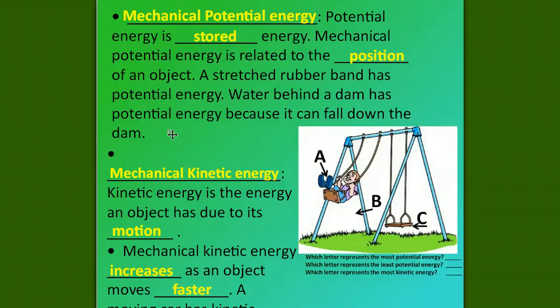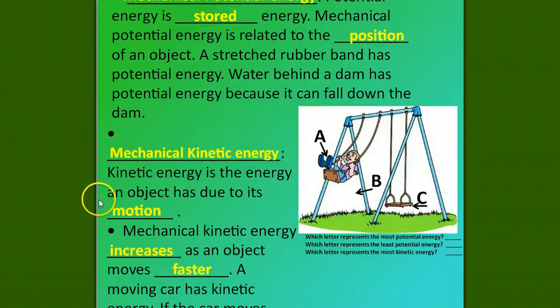So, mechanical potential energy is potential energy that's stored energy. It is related to the position of an object. Examples are a stretched rubber band or water behind a dam that has not yet fallen.